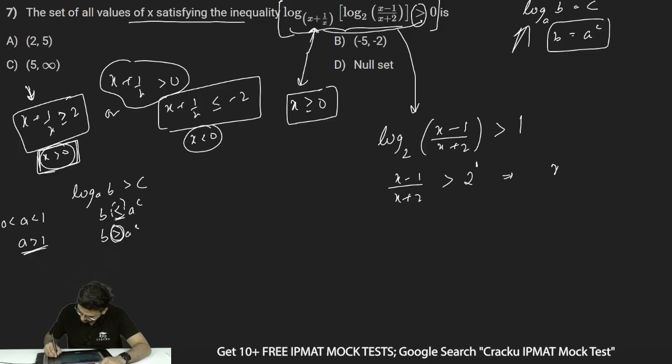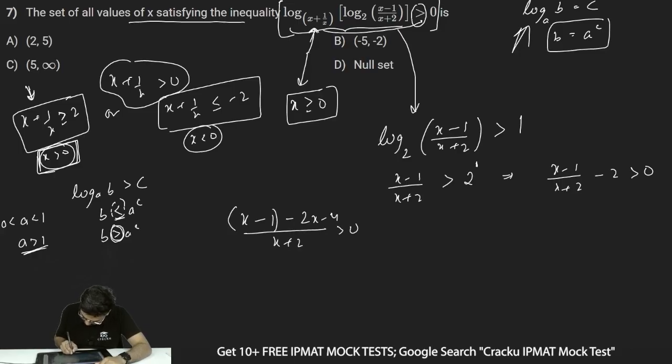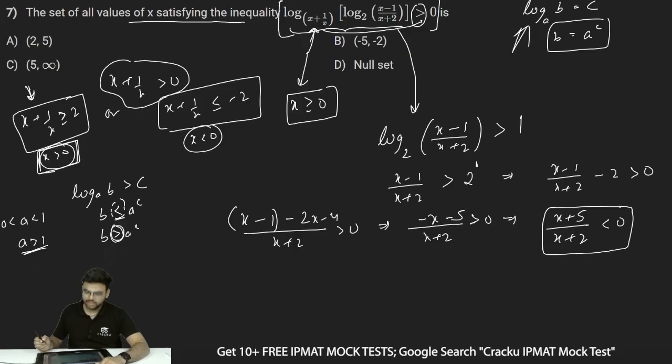Now this will be x minus 1 upon x plus 2 is greater than 2, or I can just bring 2 to the left hand side. So x minus 1 upon x plus 2 minus 2 is greater than 0. Further solving, this will give me x minus 1 minus 2x minus 4 upon x plus 2 is greater than 0, or I can say minus x minus 5 upon x plus 2 is greater than 0, or I can take minus common and change the sign. So x plus 5 upon x plus 2 will be less than 0.